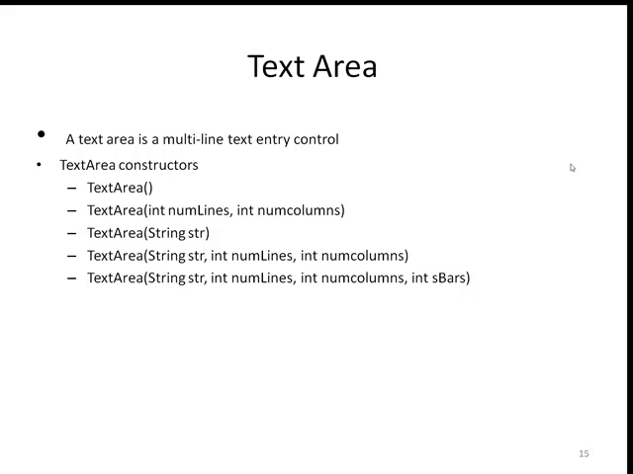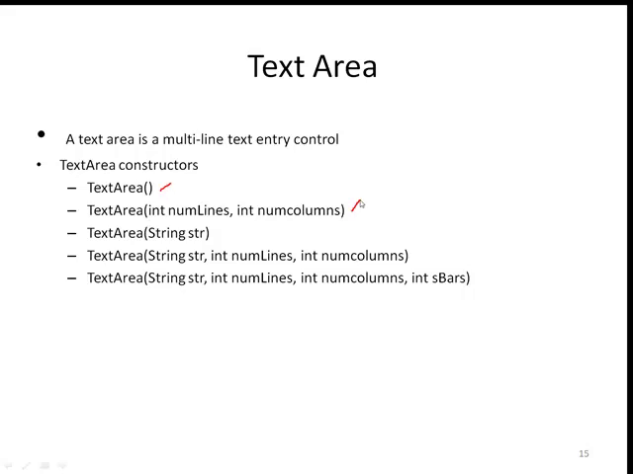TextArea class. The TextArea class is used to create a multi-line text area which allows a user to enter text in multiple lines. These are the TextArea constructors. The first constructor is TextArea(). It creates a new text area with an empty string. The second constructor creates a new text area with a specified number of rows and columns.